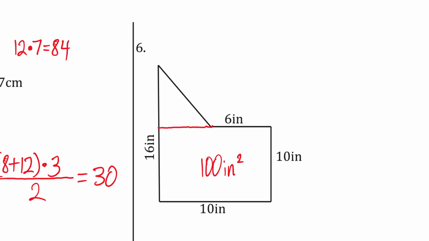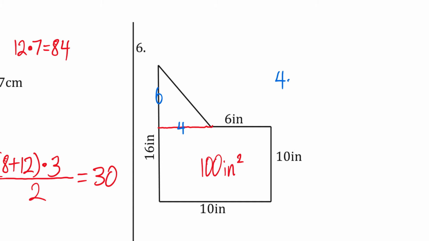Now for this triangle right here, I need to know the base of it and the height. So how long is this base of the triangle going to be? 4. Why do you say 4? 10 minus 6. Good. 10 minus that 6 leaves that this has to be 4. And what is the height of it going to be from here to here? 6. Okay, how'd you get 6 here? 16 minus 10. Good. 16 minus 10 leaves 6 for this right here.